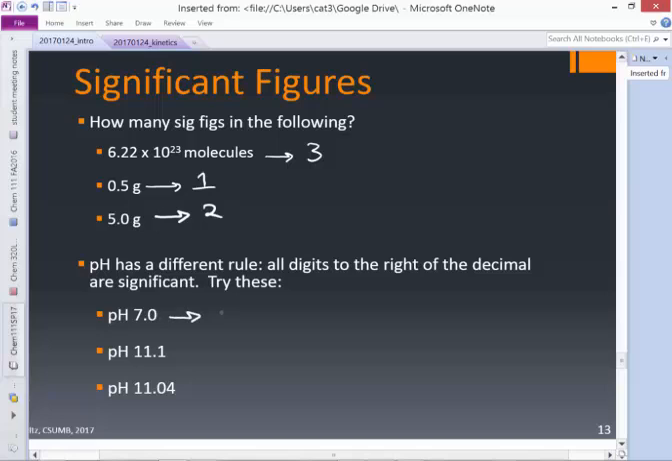And here's why. How many sig figs in 11.1? One, right. So why would the number of sig figs change just because your solution got more basic? That wouldn't make sense. So this is in part why they do it this way. However, 11.04, two.